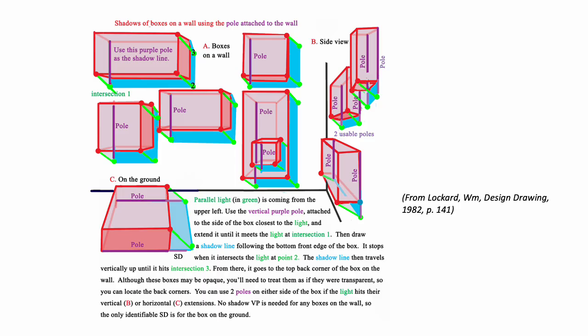One approach to shadows on the wall is to find poles that are close to the light and extend them down. And when they intersect the light, that would be the beginning of the shadow. The shadow follows the box until the next intersection, then up until the third intersection, and then it goes to the corner of the box. In the side view, in this case, we happen to have two poles that we can use, and then we can find the shadow pretty easily.